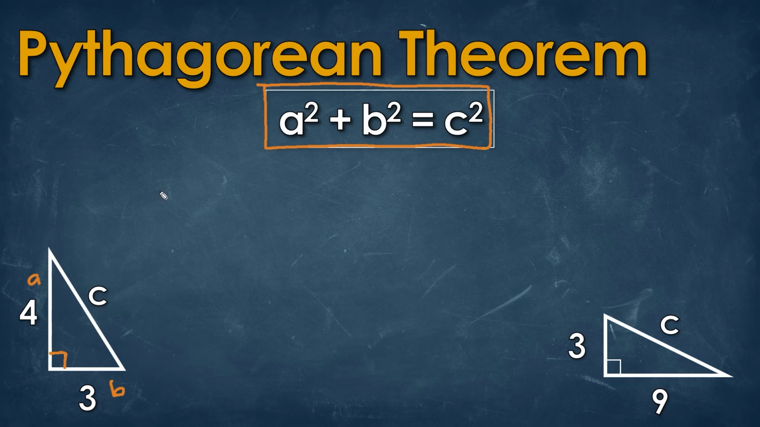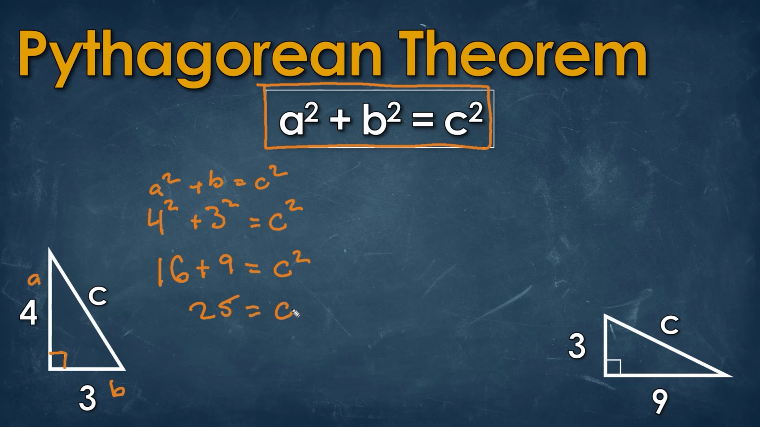So if we know that we have a squared plus b squared is equal to c squared, and a is 4, that's going to give us 4 squared plus 3 squared is equal to c squared. Solving this out, we'd have 4 times 4, which would give us 16, plus 3 times 3, which will give us 9, and that's equal to c squared. Adding those two numbers is going to give us 25 is equal to c squared.